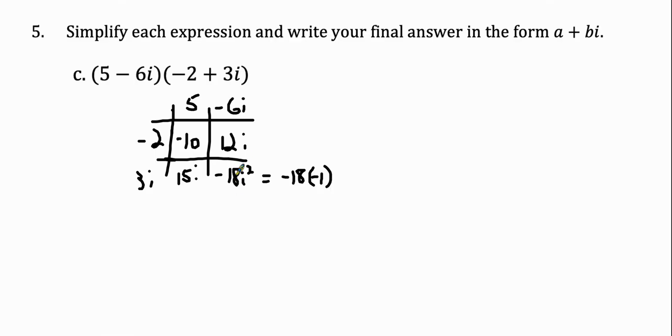So this just becomes negative 18 times negative 1, which would be positive 18. Now, amongst these 4 terms, I can combine like terms. So for the real part, I have negative 10 and positive 18. Those would add up to 8 when I combine them, and then 15i and 12i would combine to 27i, right? Once I have all 4 of these terms, I'm just combining the like terms. And we had to simplify using the fact that i squared was equal to negative 1.